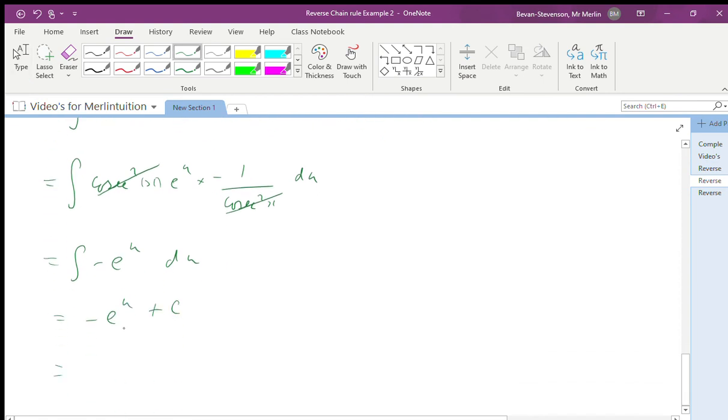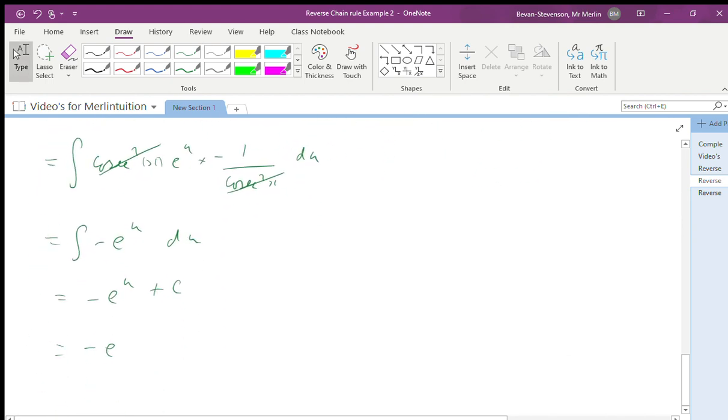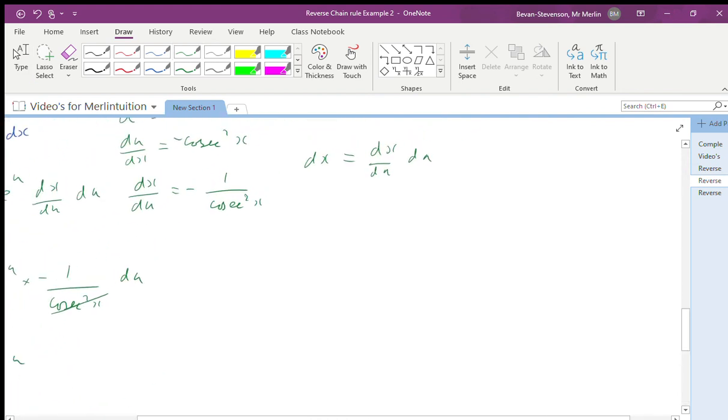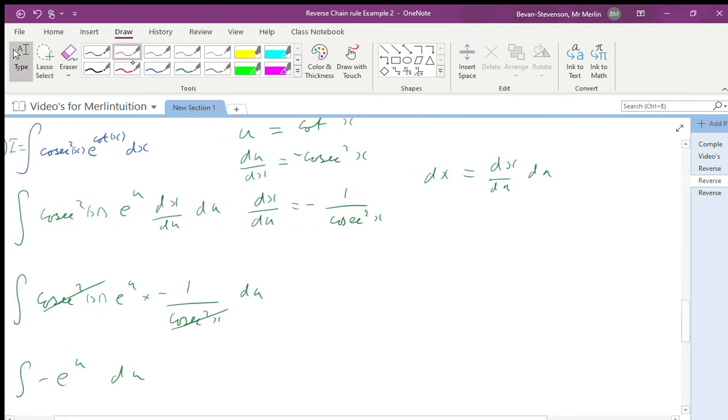We don't want to have that in terms of e to the u, so it's minus e to the cot x plus c. And of course, as always, we have a rule that allows us to deal with this. What we're doing here is we are integrating f dash of x g f of x dx.